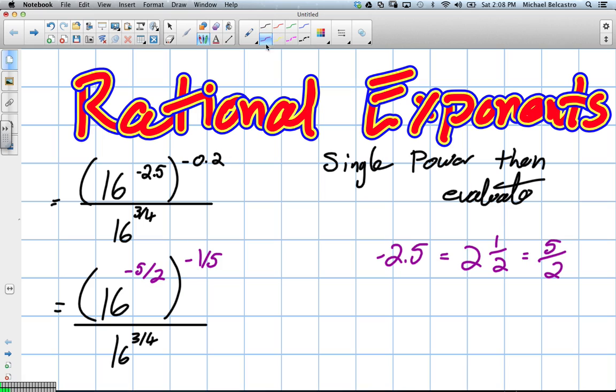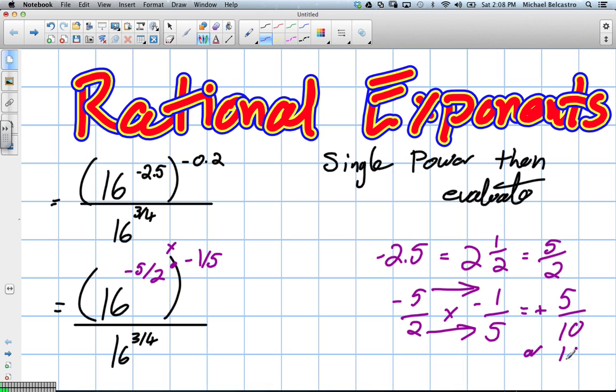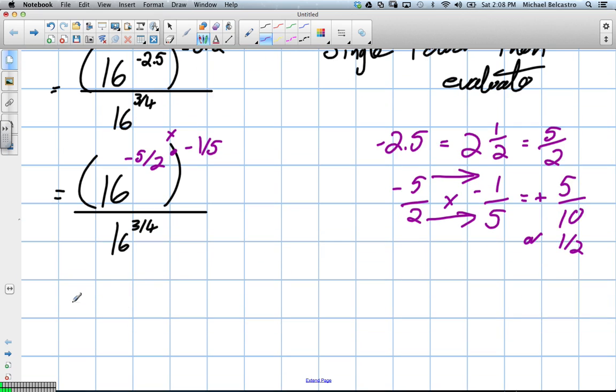Okay, so because this is a power of a power, we're going to be multiplying these exponents. So I'll do it on the side. Negative 5 over 2 multiplied by negative 1 over 5. Now, this is a negative value times a negative value, so our answer is going to be a positive number. And when we multiply fractions, we do the top by the top and the bottom by the bottom. So 5 by 1 will give us 5, and 2 by 5 will give us 10. And how can we rewrite that as a simpler fraction? 1/2. That's right, a half. So already, we change this numerator to 16 to the power of a half.